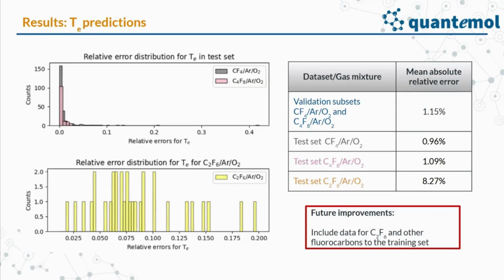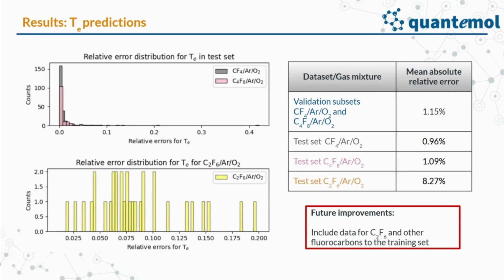Okay, so here are the results. The top graph shows the distributions of relative errors for electron temperature for the 2 gas mixtures. You can see for both of them the errors are quite low. For most of the test cases they are below 1%, and the average relative errors for both test cases are below 1.1%.